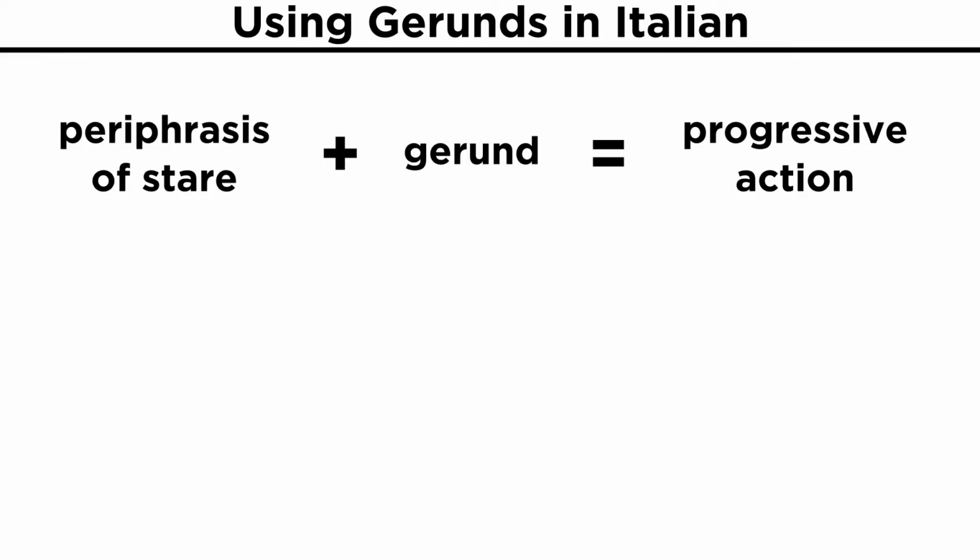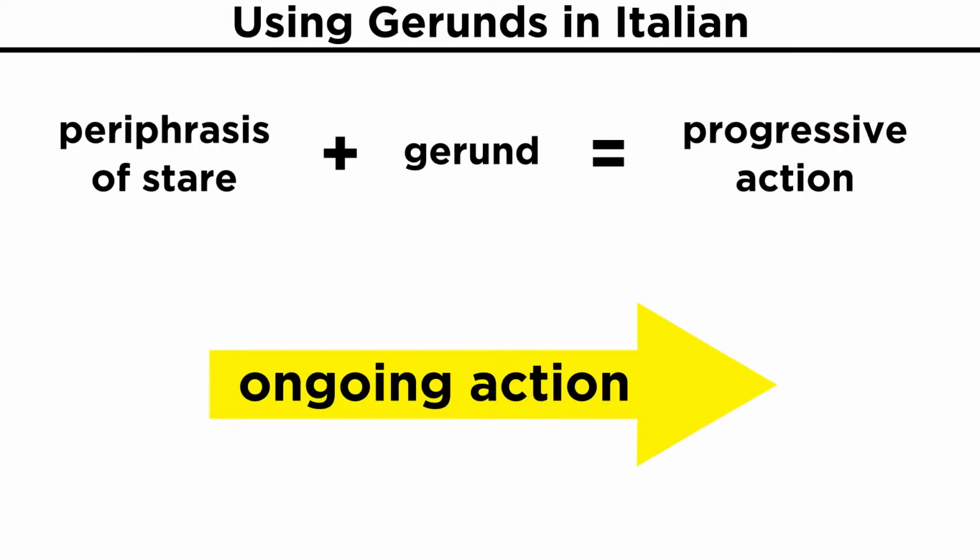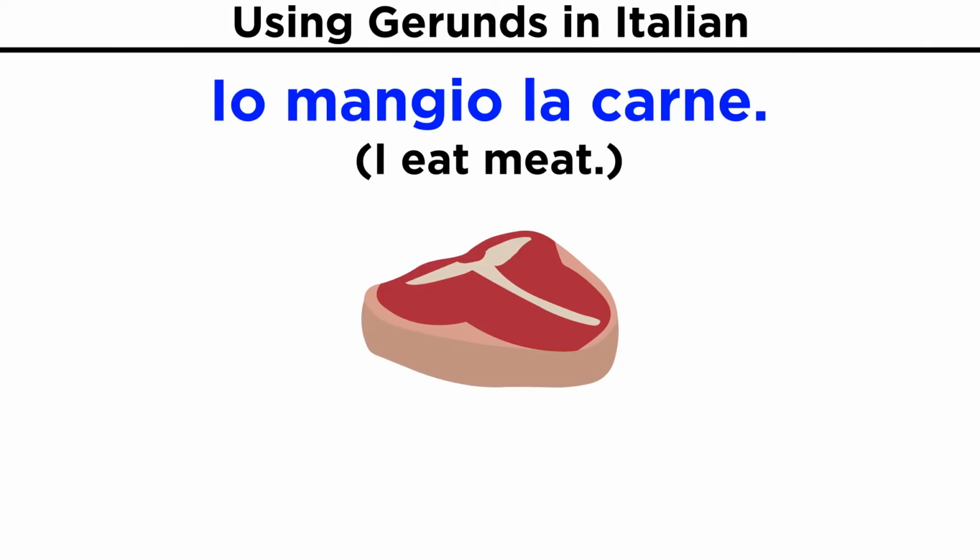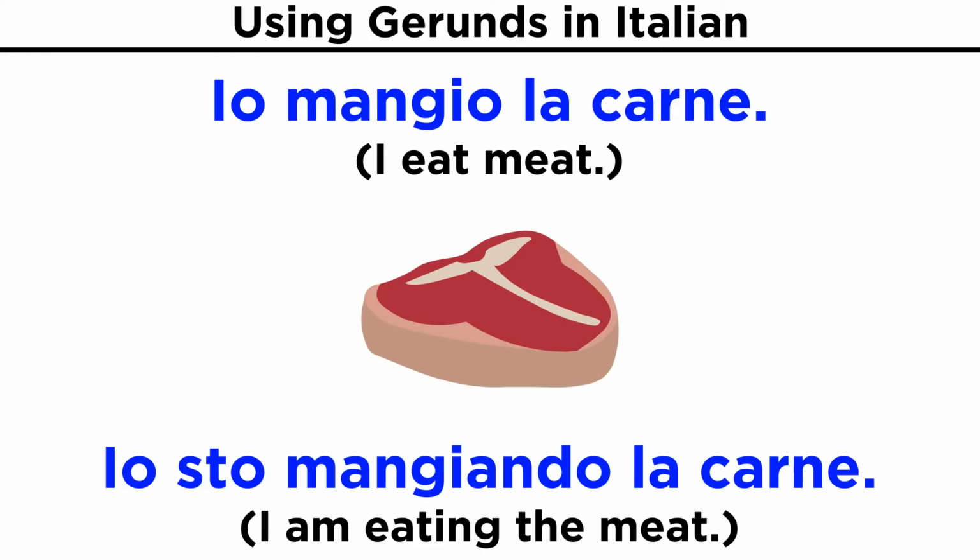The most common use of this mood is the periphrasis of stare plus the gerund in order to express a progressive action. Progressive means ongoing, and stare substitutes for the English to be. For example, we could say, io mangio la carne. Or we could say, io sto mangiando la carne.